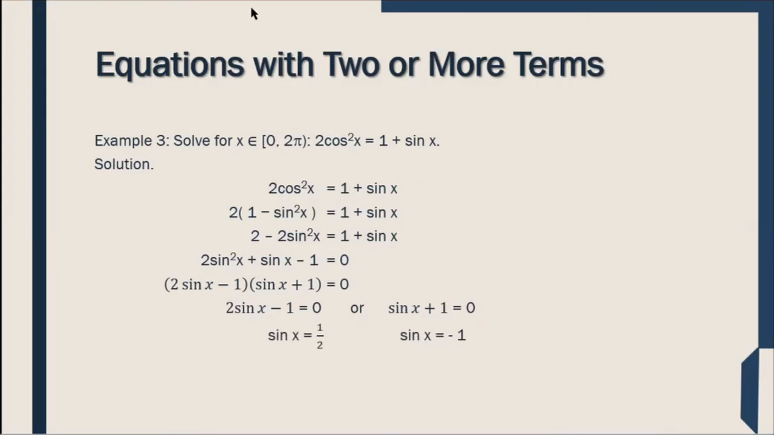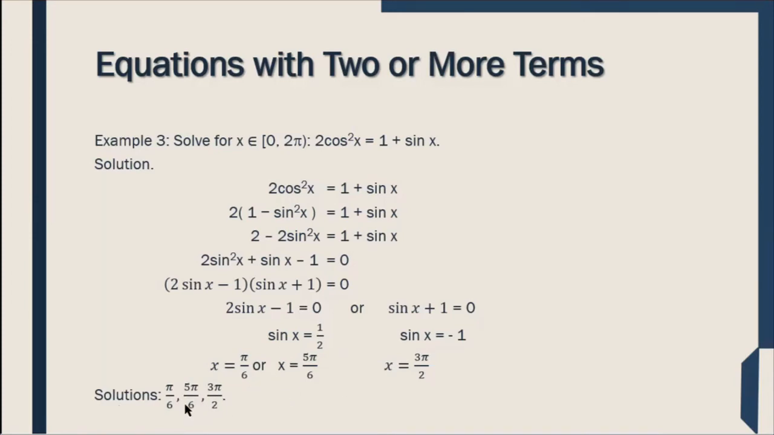Since meron tayong interval, ang interval natin ay closed 0, open 2 pi. So, ibig sabihin, limited lang yung value ng x natin. Yung isa ay pwede sa pi over 6 or 5 pi over 6. At yung isa pa, yung sin x equals negative 1, pwede naman siya sa 3 pi over 2. Therefore, ang ating solutions, pi over 6, 5 pi over 6, 3 pi over 2. Okay?